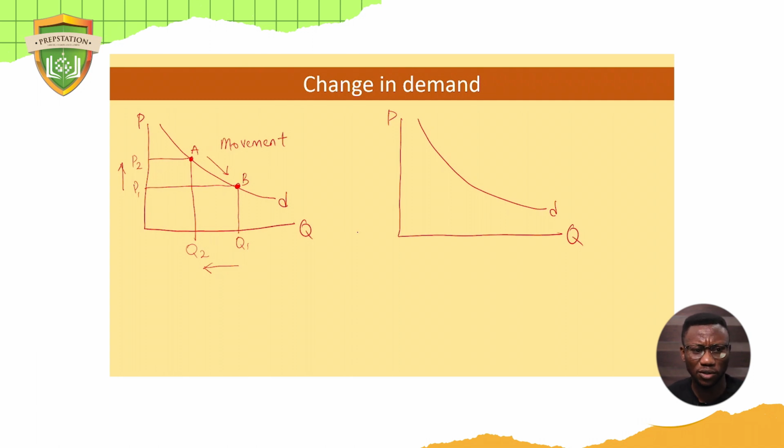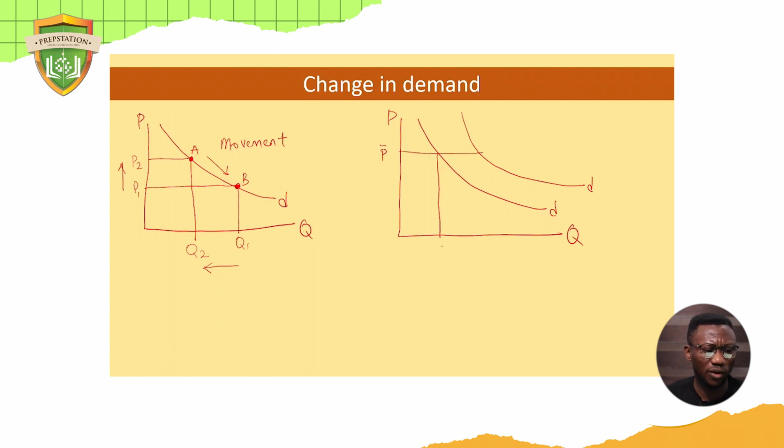You can buy more houses, more phones, more books, simply because not the price has changed, but other factors have changed. Factors like your income, price of other goods, weather and climate, and other things like that. So let us look at this. Let's say the price remains the same here, P bar, and there is another demand curve like this. So the price remains the same, but quantity has changed.